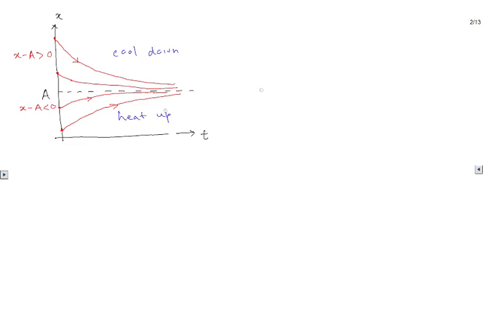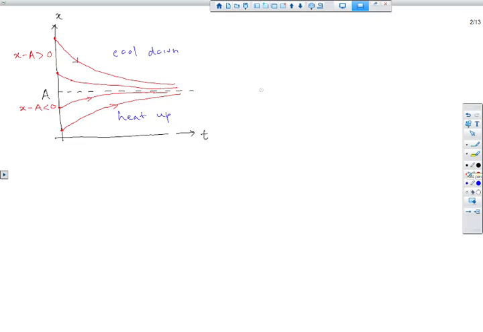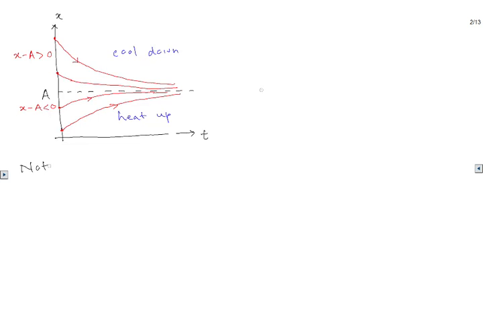So let's make a few terminologies. The first thing we notice is that x equals a is a constant solution. So there are constant solutions for these kinds of equations. And these constant solutions do not depend on the time. That means whatever the time, it stays the same. So these kinds of solutions are what we call equilibrium solutions.